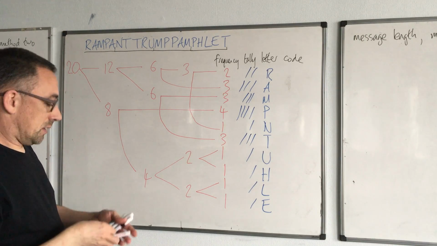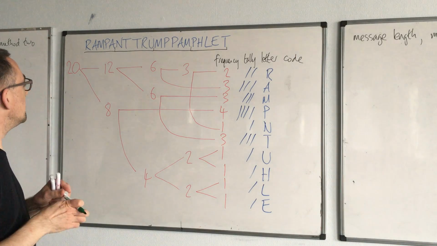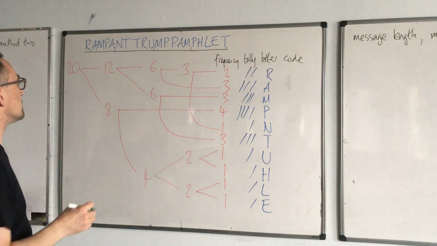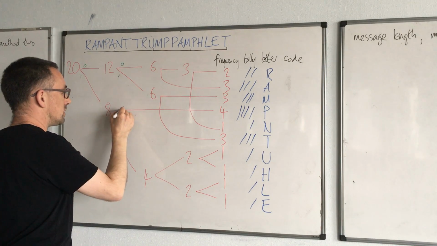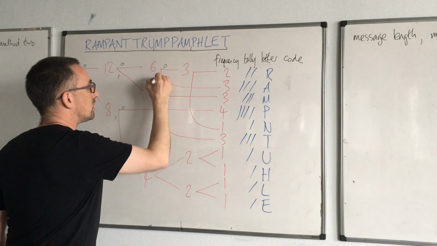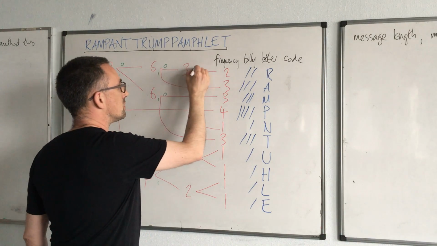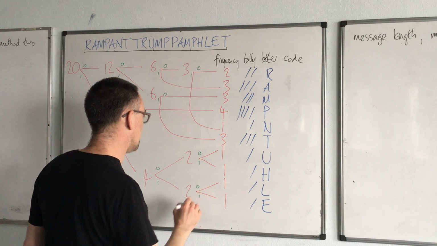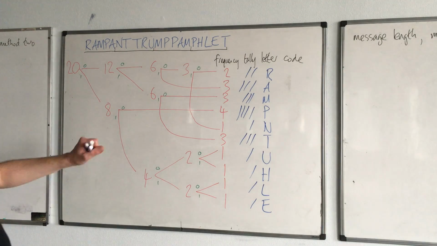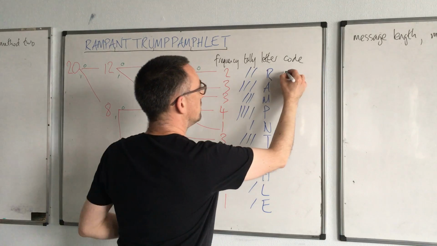So now we're ready to assign 0s and 1s to the branches of the trees so that we can read off the codes. So let's have 0 and 1 at each pair of branches. And now we can read off that the code for R is 0, 0, 0, 0.